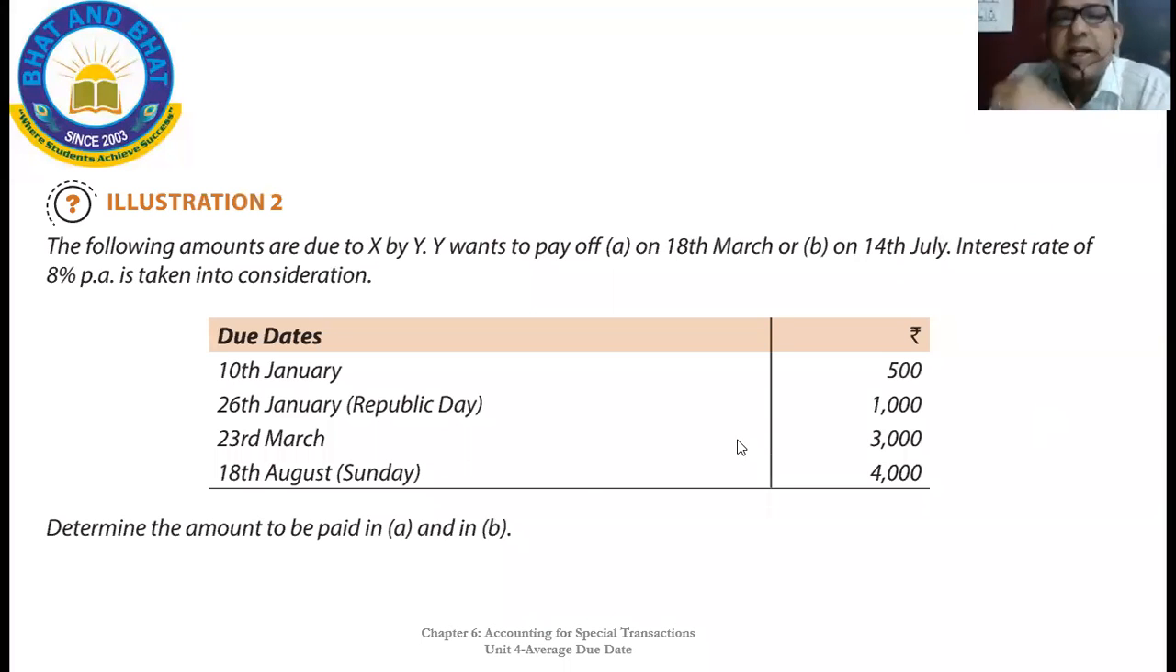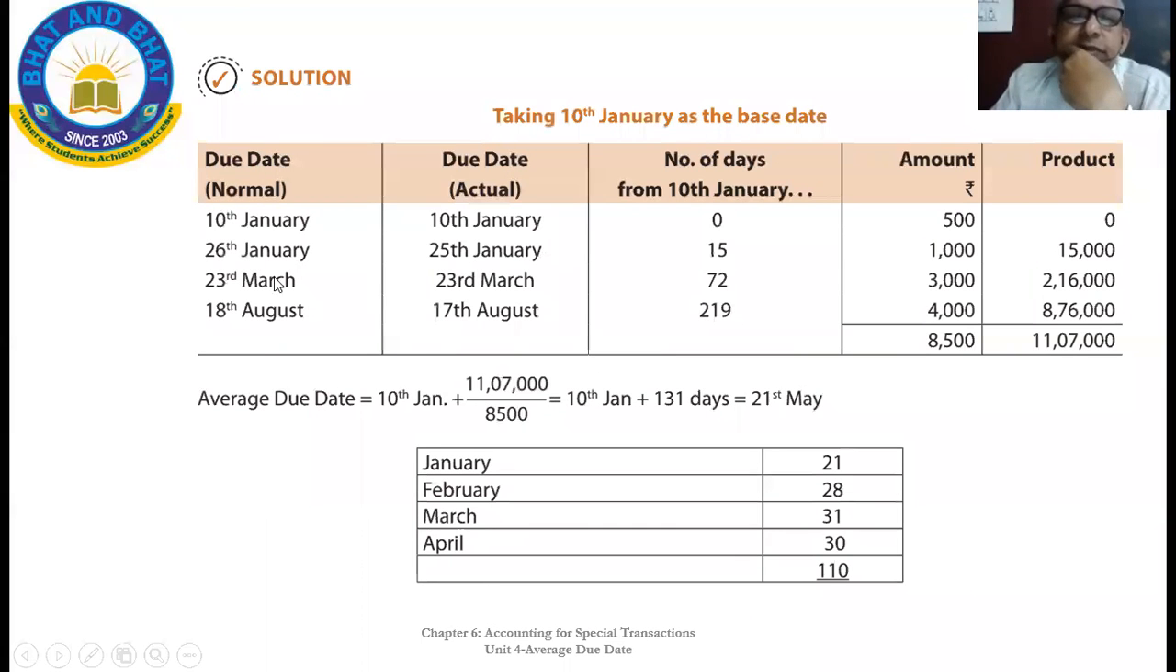And this we have done in the previous sum, illustration number 1. Same way. See, the due dates are taken, taking 10th January as the base. From 10th January as base, first it will be 0, next 10th to 25th it will be 15 days, 10th to 23rd March it will be 72 days, 10th to 17th August it will be 219 days. The amount is given in the question. Product, a simple product, then total. Then 10th January is the base date.